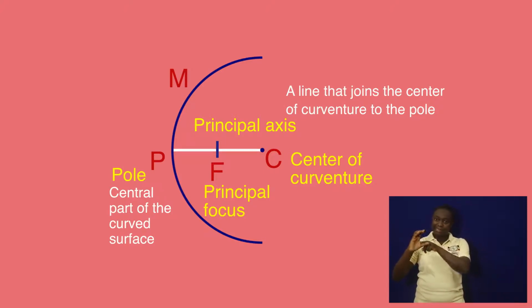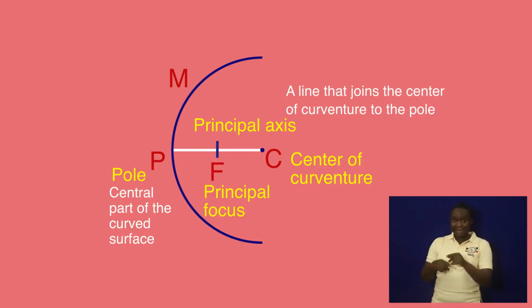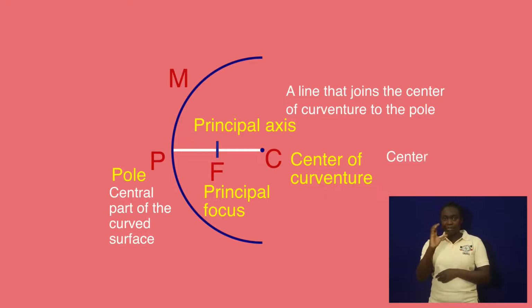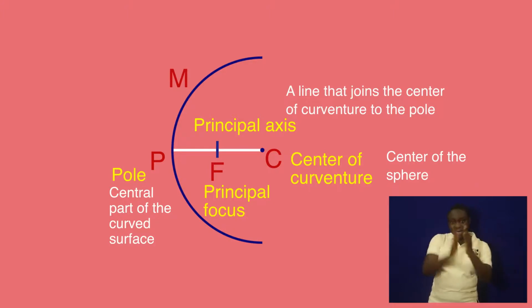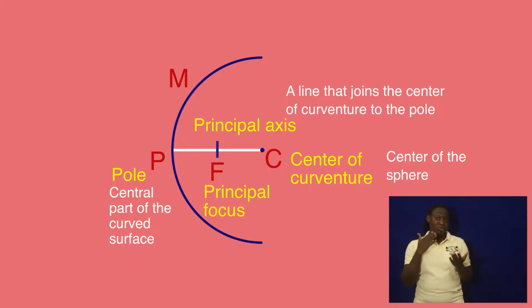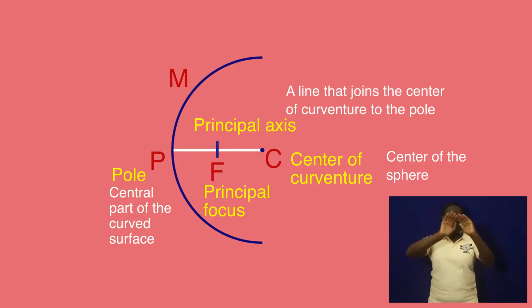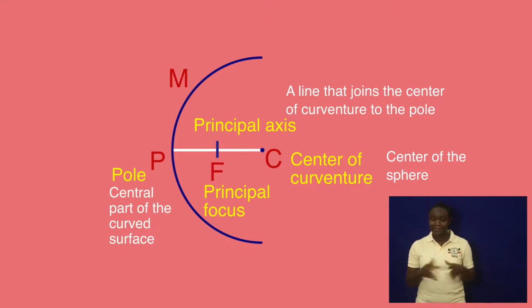C, center of curvature, is the center of the sphere, the whole thing, of which the curved mirror is a part. You see, when we are forming the curved mirror, we are using a sphere. But when we cut it off, we remain with a part of it. And the center is what we are calling the center of curvature. Oh, so nice. I'm very happy.